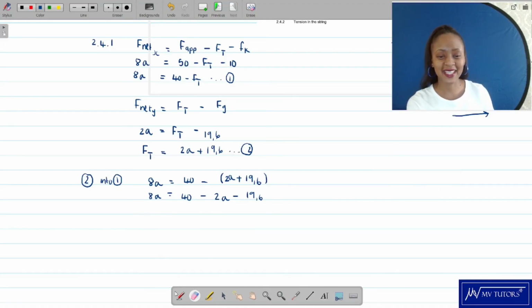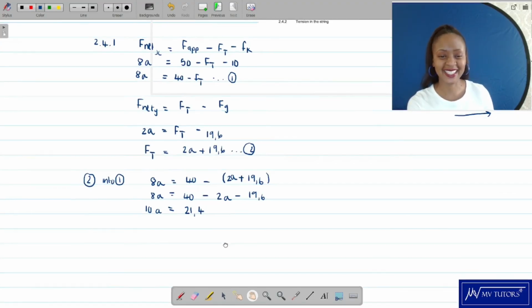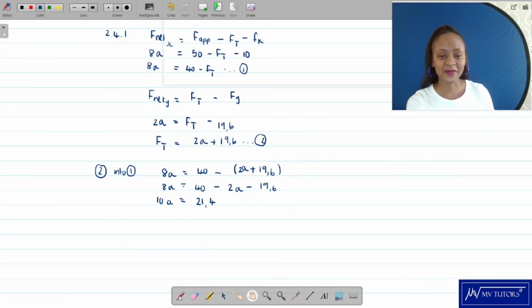So this will be 10a. And then 40 minus 19.6, okay, that's probably going to be 21.4. I'll check with the calculator now. No, it won't be 21, it'll be 20. It has to be 20.4. Because if I take that 0.4, that side is going to be 20. Yeah, it has to be 20.4.